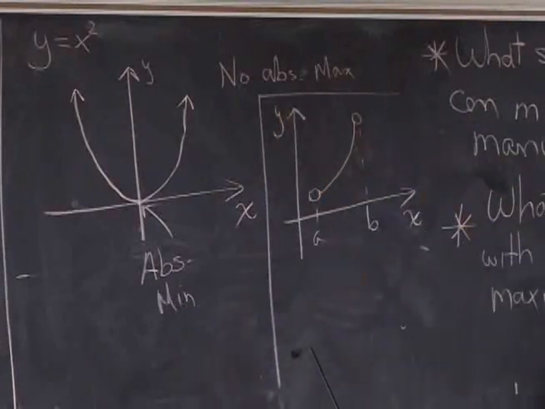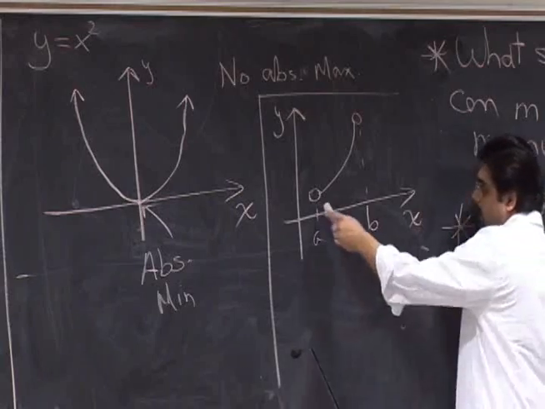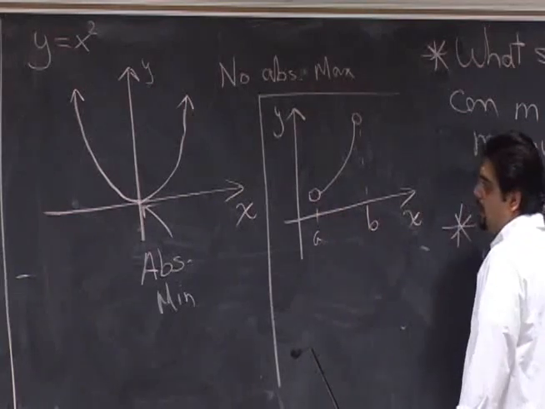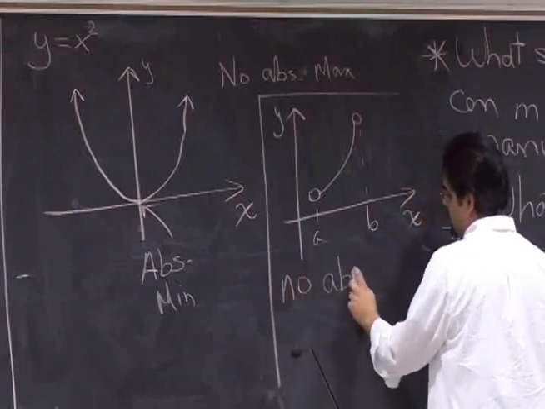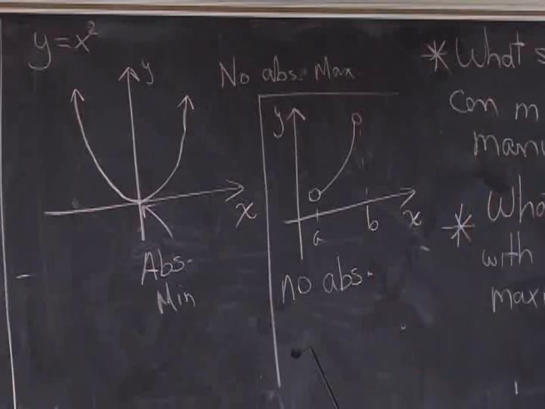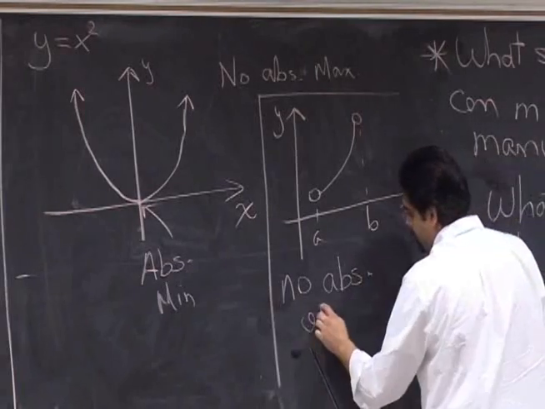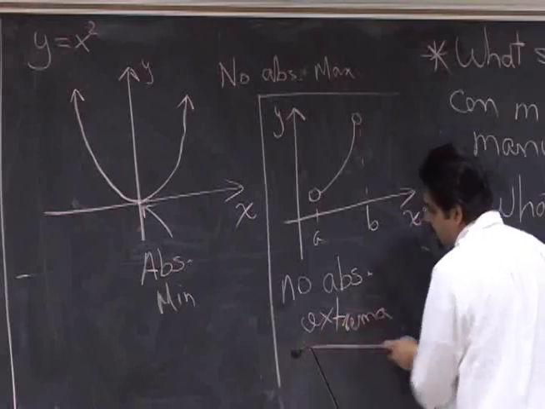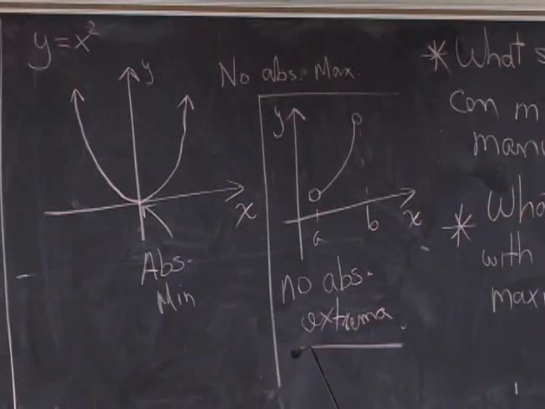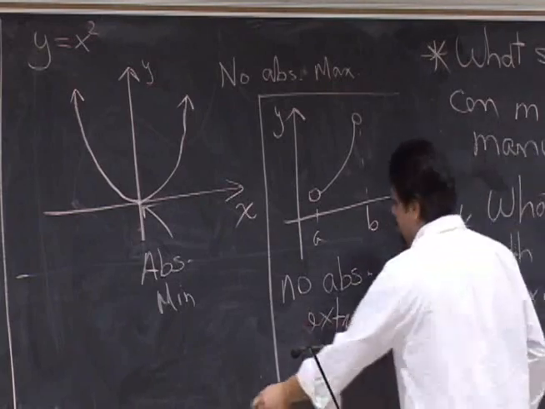And according to this diagram, do we have an absolute minimum? No. Well, it would be here, but this isn't part of our function. So in this case, there are no absolute extrema. The word extrema really combines the two ideas of maximum or minimum. There are no absolute extrema here in this picture.